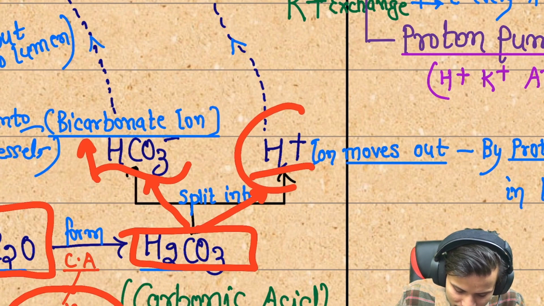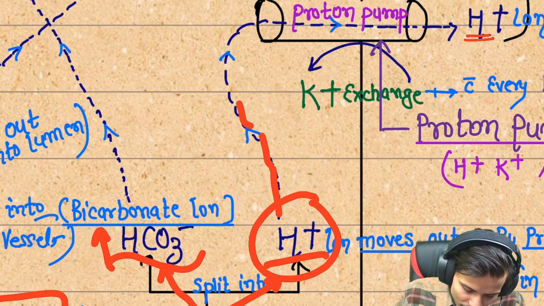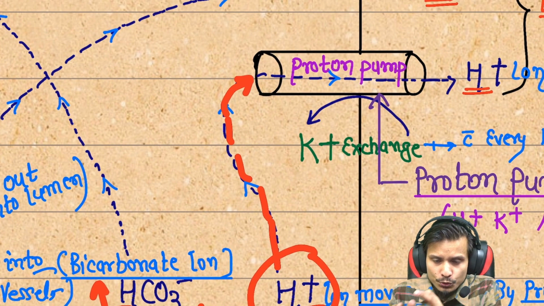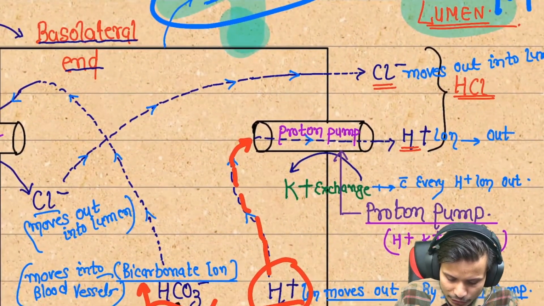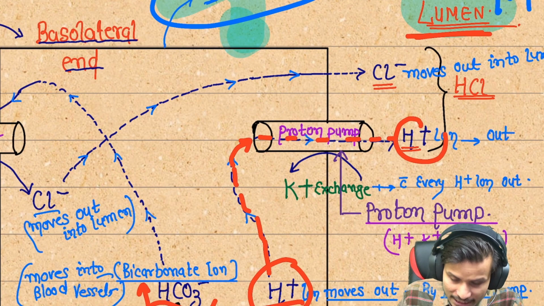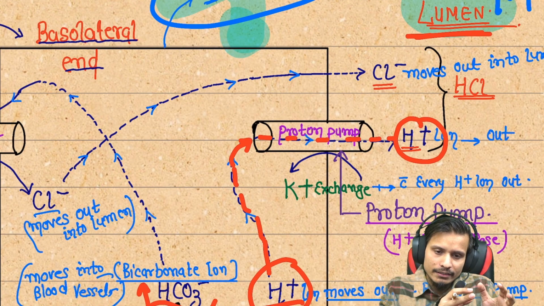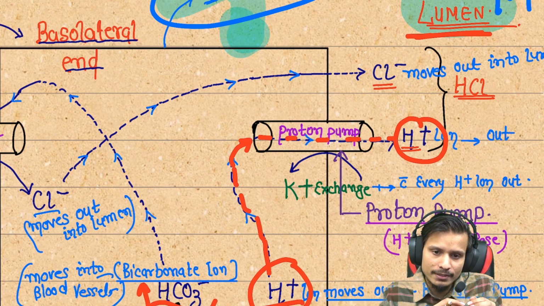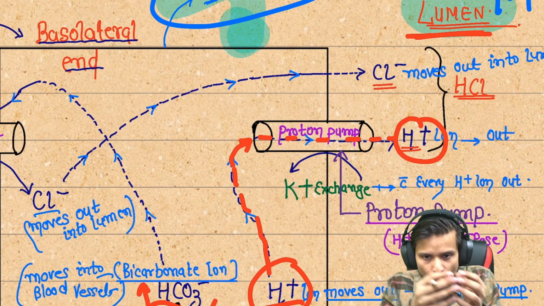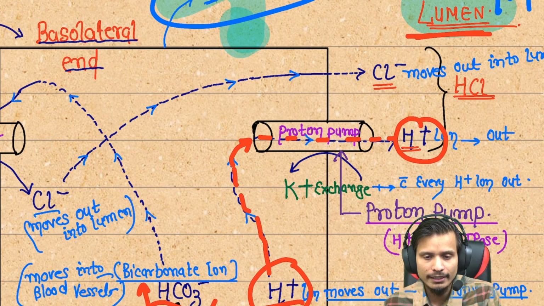This H plus is going upward, and it is coming into the lumen. This is the lumen here. They are coming into the lumen like this. So this H plus is here now. This H plus is moving from the parietal cell, from the intracellular region, to the outside. Extracellular means outside. They are coming outside, into the extracellular region.